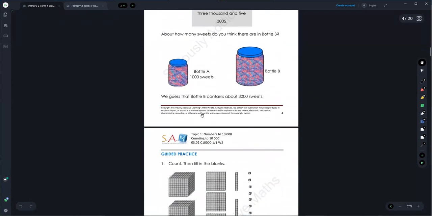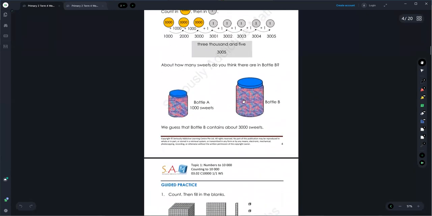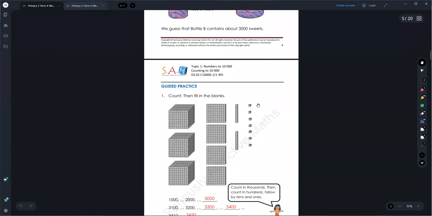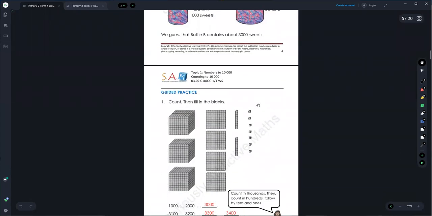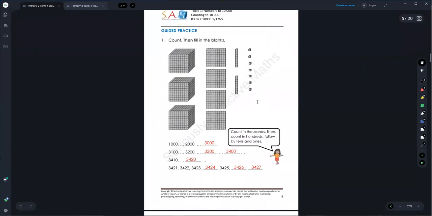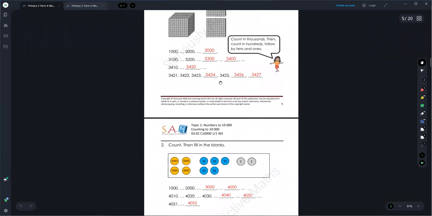For this question about how many sweets you think there are in bottle B, it's an estimation. I think a good estimation would be 3 bottles would fit in there. The idea of this particular lesson is for them to be able to count in thousands, then in hundreds, and then in ones. So allow them to do this, it's quite easy.